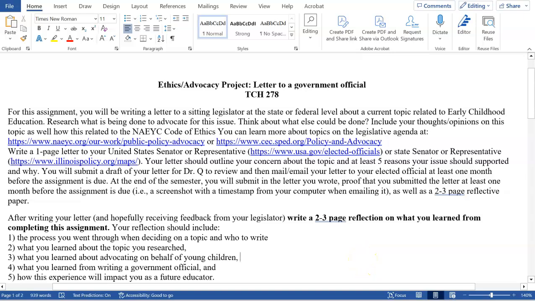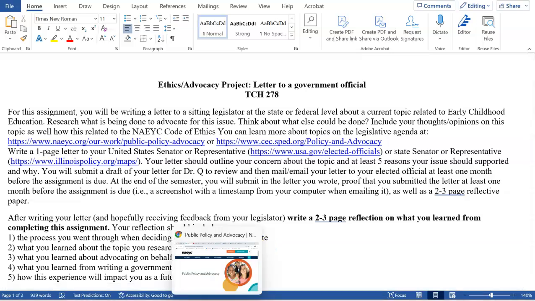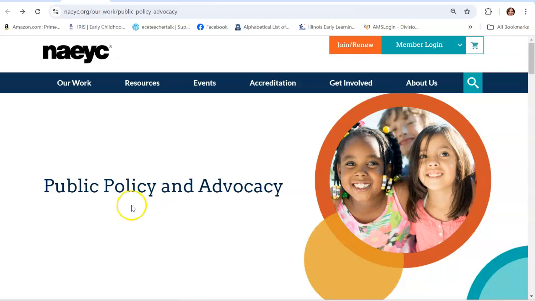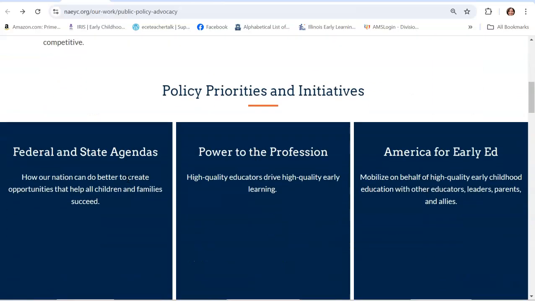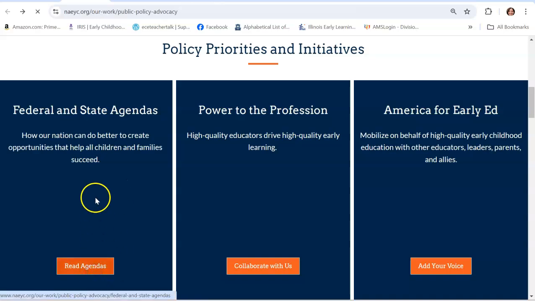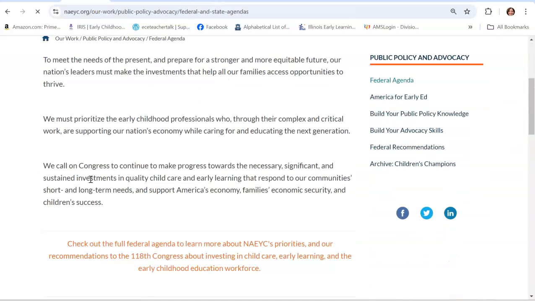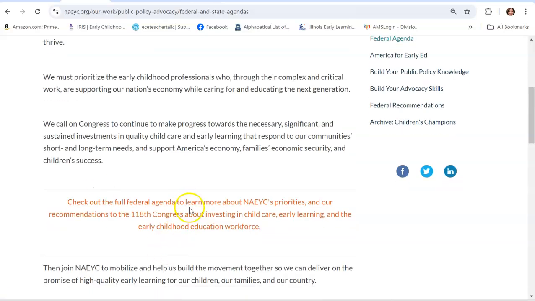So the first thing is that you should think about a topic that you may want to address in your letter. So if you aren't sure what topics are out there, you may already have something in mind, but in case you don't, the link in the assignment guidelines, the first one, is to the NAEYC Public Policy and Advocacy site. On this site, you can look up the agendas at the federal level. So this gives you an overview of what's happening right now.